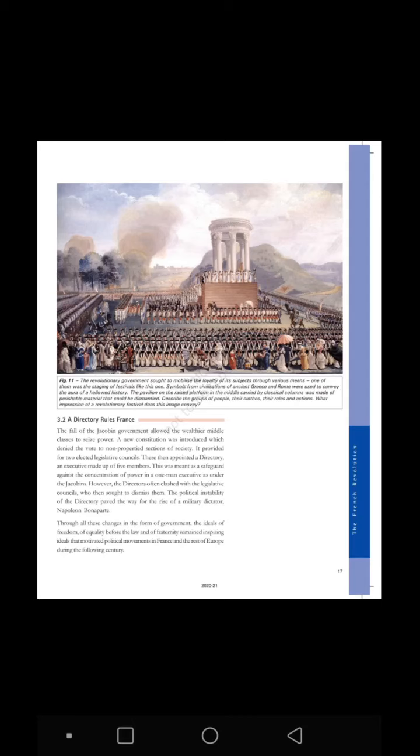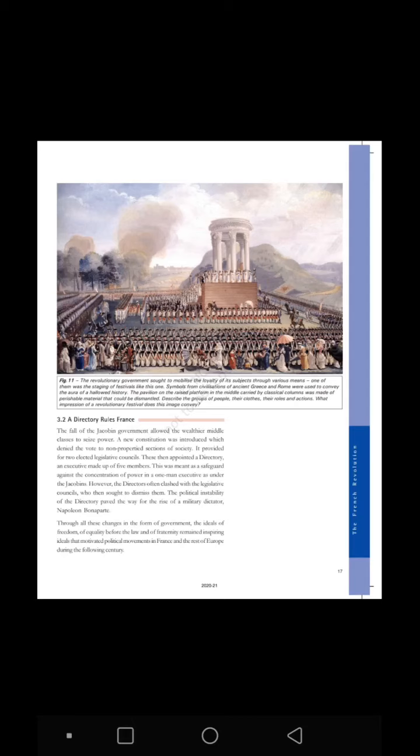The Directory rules France. The fall of the Jacobin government allowed the wealthier middle classes to seize power. A new constitution was introduced which denied the vote to non-propertied sections of society. It provided for two elected legislative councils. These then appointed a directory, an executive made up of 5 members.